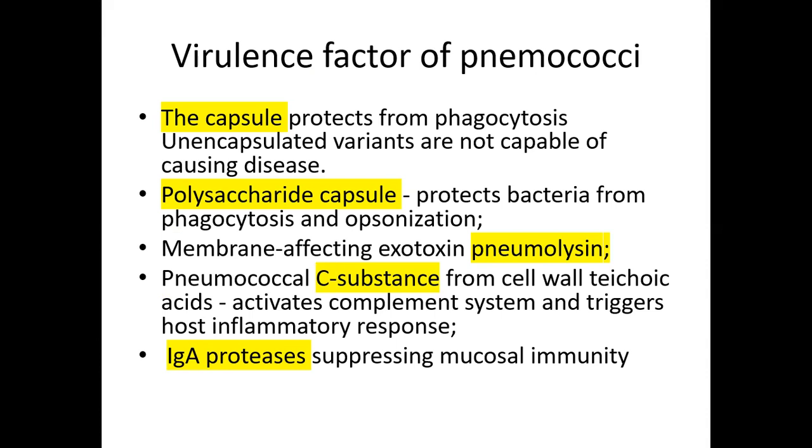Membrane-affecting exotoxin, pneumolysin. Pneumococcal C substance from the cell wall, teichoic acid, activates the complement system and triggers the host immune inflammatory response. Immunoglobulin A protease, suppressing mucosal immunity.